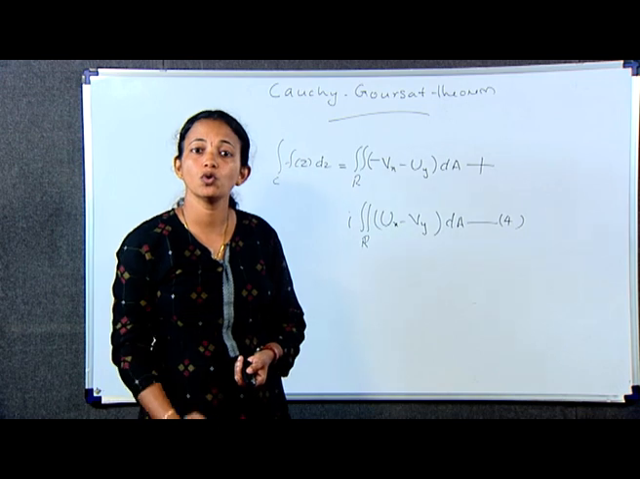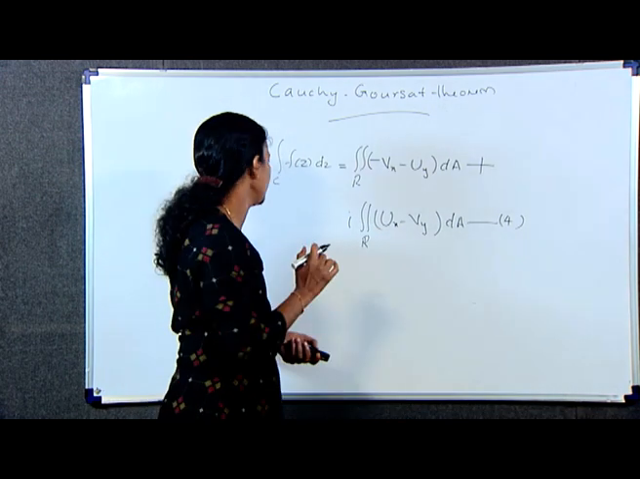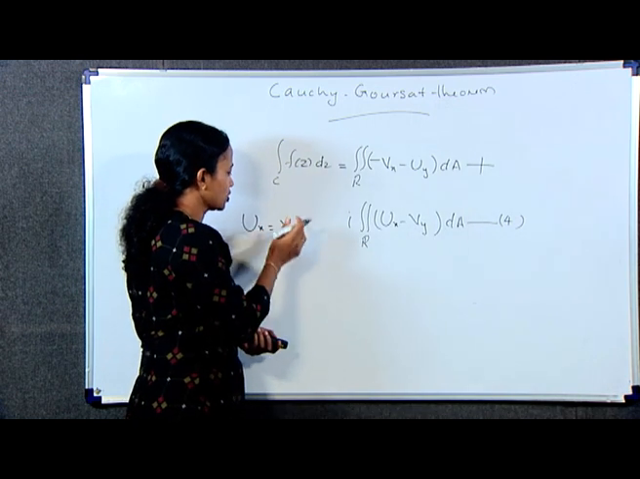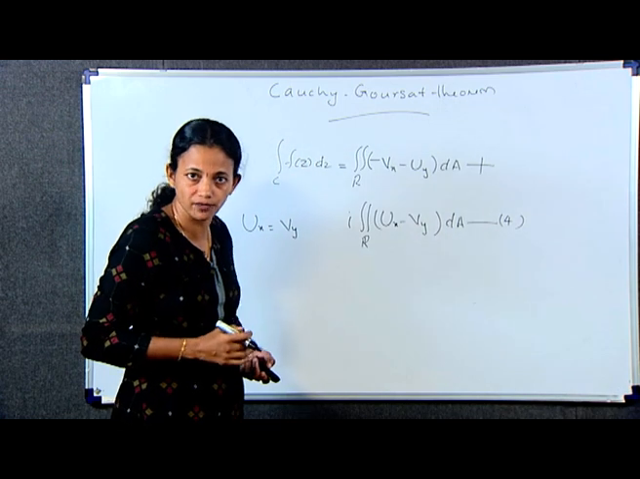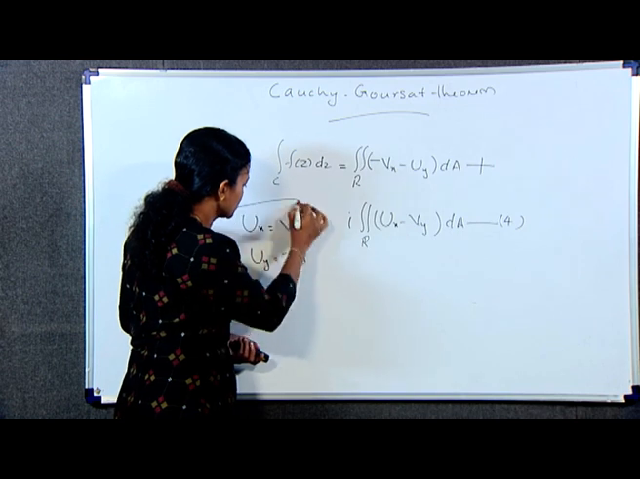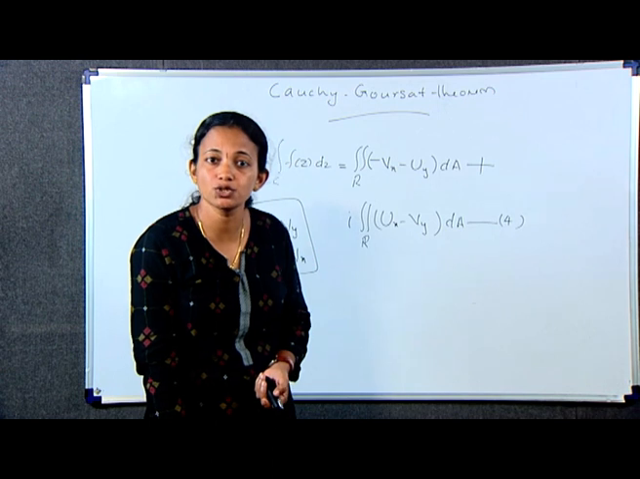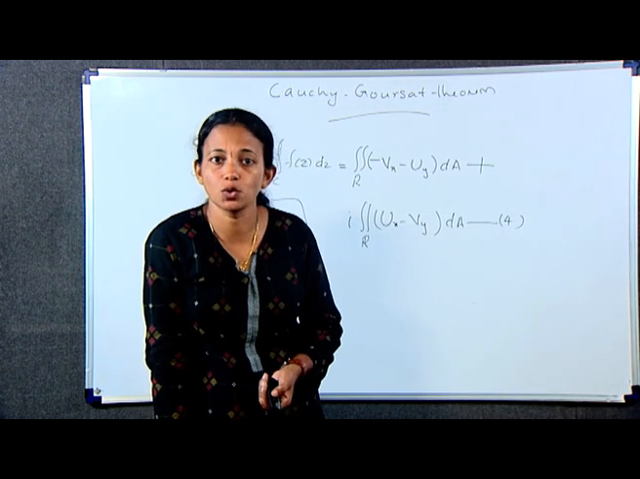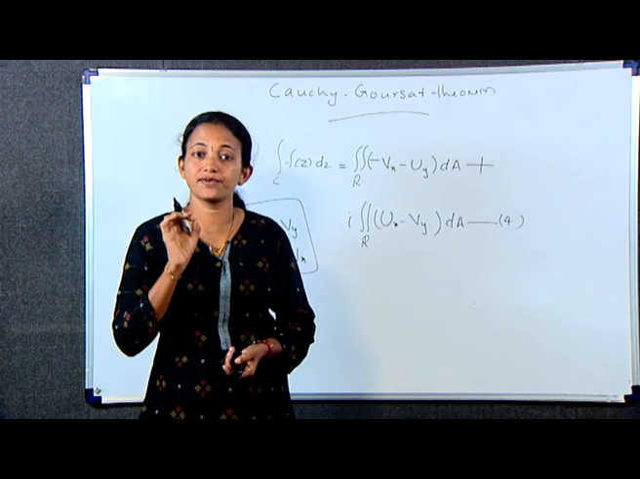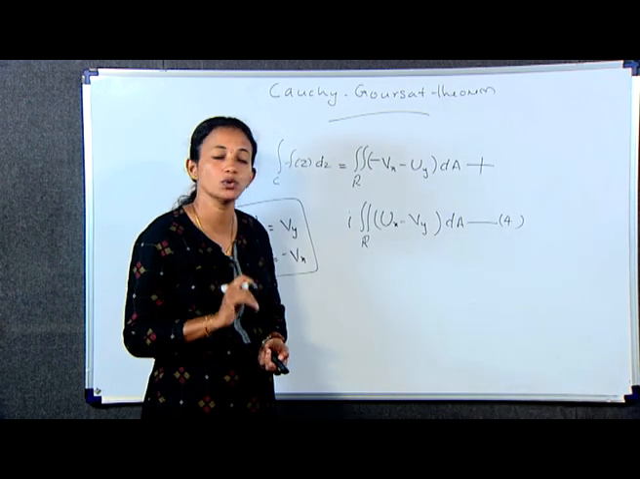But in view of the Cauchy-Riemann equations, we have Ux = Vy and Uy = −Vx. The integrands of these two double integrals are 0 throughout R. So, when f is analytic in R and f' is continuous there, we have the integral over C of f(z) dz equal to 0.